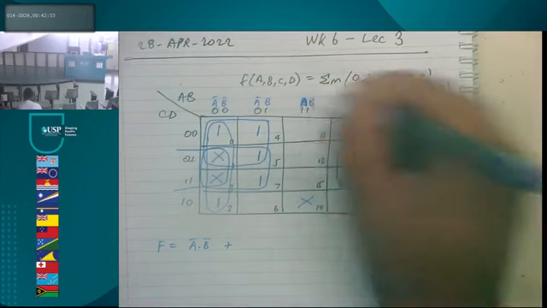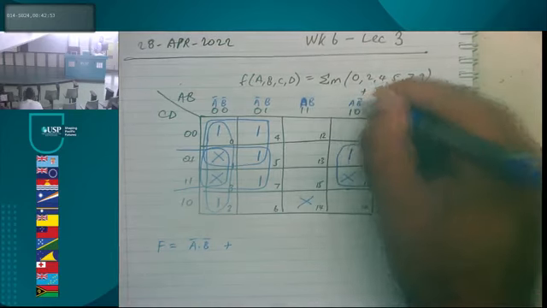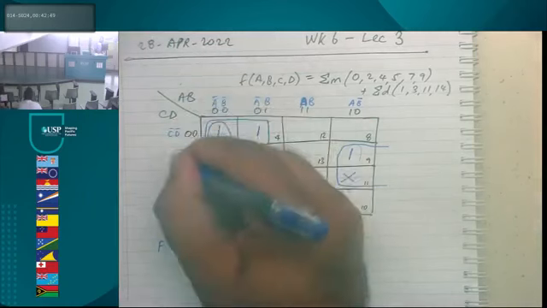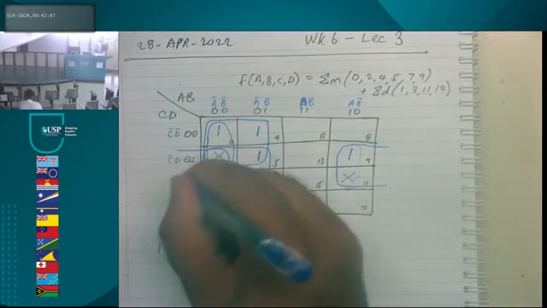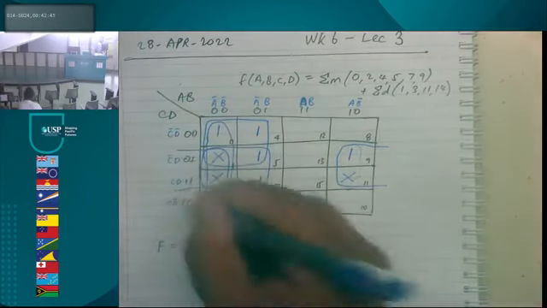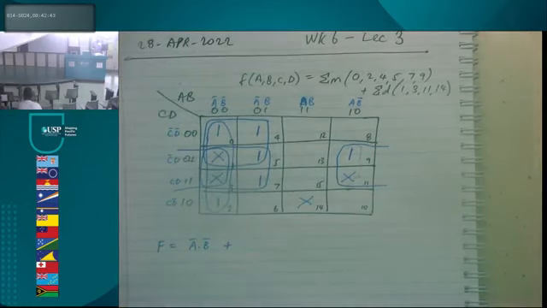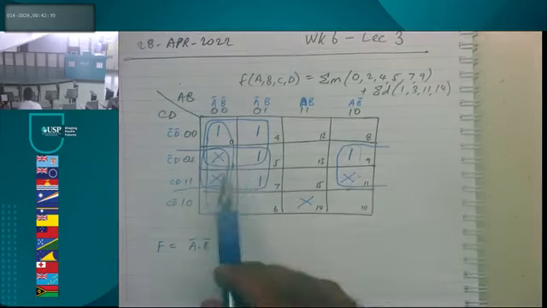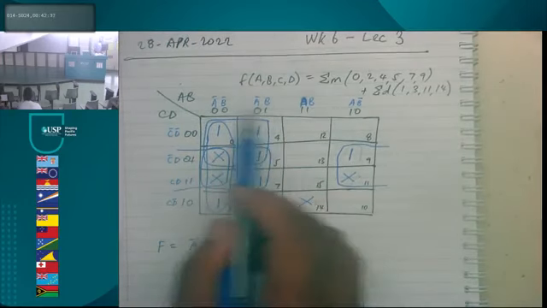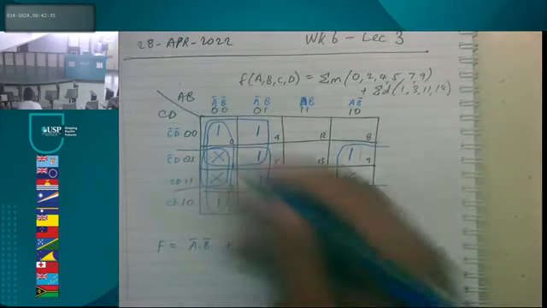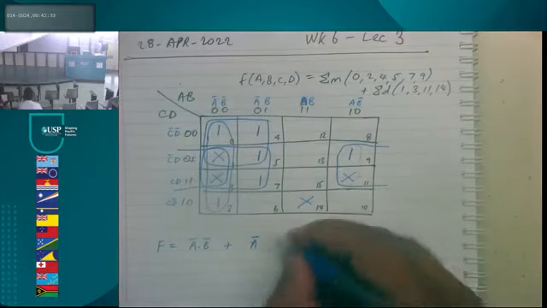A B, A B bar, C bar D bar, C bar D, C D, C D bar. Okay? All right, now, this becomes what? This guy in the middle. What's common on this side? Let's look at what's common on this side. That's an A bar. And what's common on this axis? D.